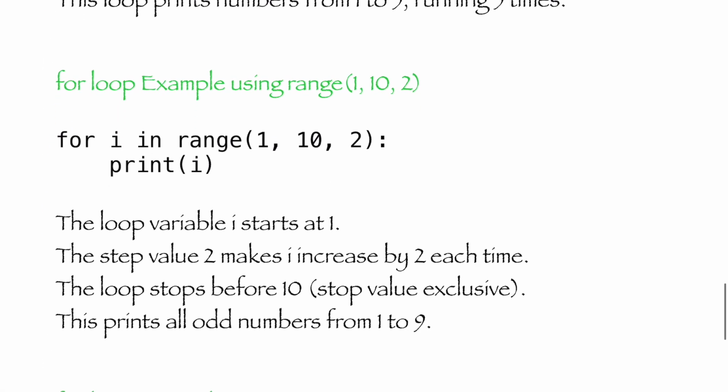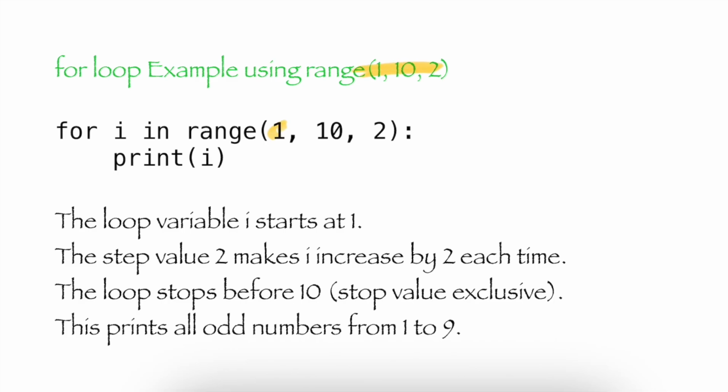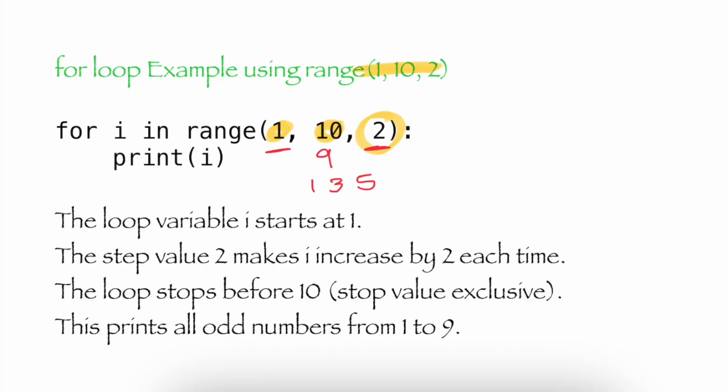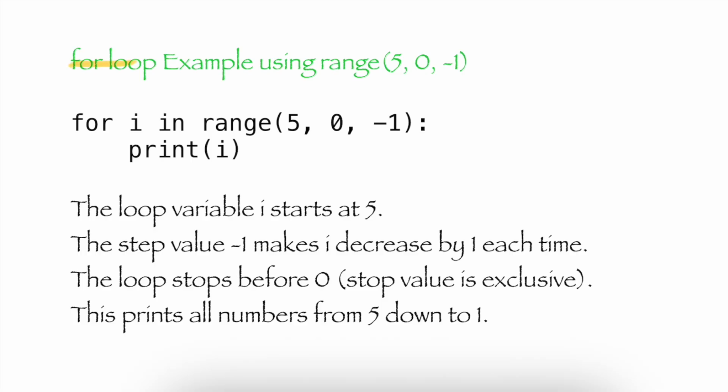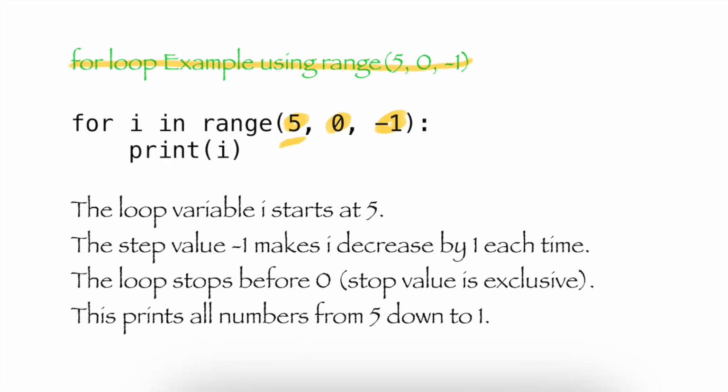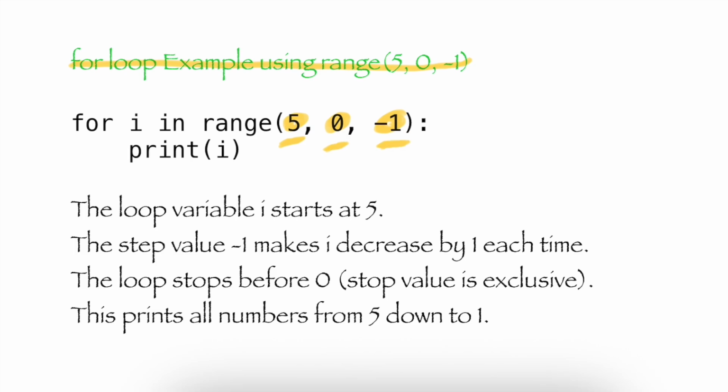Now let's see the third for loop example using range with start equals 1, stop equals 10, and step equals 2. In this case, the loop starts at 1, and it increases by 2 each time, and stops before 10. This prints all odd numbers from 1 to 9. Here is the next for loop example using range with start equals 5, stop equals 0, and step equals -1. Here, the loop starts at 5, decreases by 1 each time, and it stops before 0. This prints numbers from 5 down to 1.